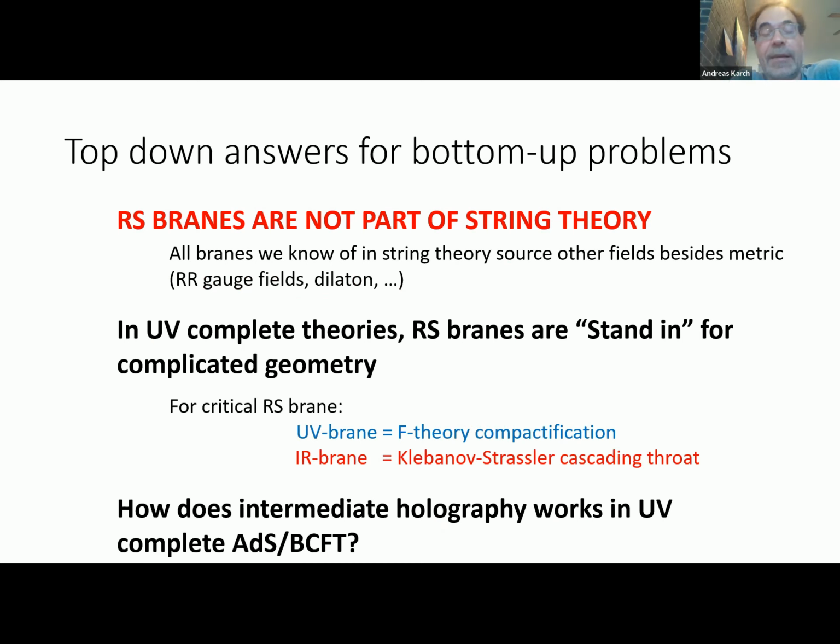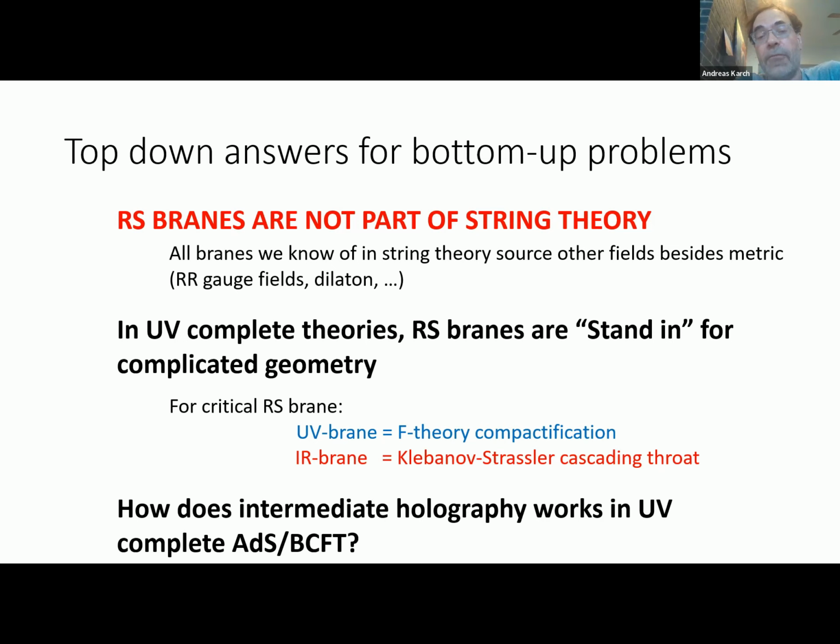So what to do, right? The random Sundrum branes, as I introduced them so far, aren't part of string theory. So maybe none of this makes sense, right? All the branes we know of in string theory are different from these RS branes, even in the low energy limit, in that they source other fields besides just the metric. Usually, the supersymmetric D-branes source Ramond-Ramond gauge fields. Even the non-supersymmetric D-branes source the dilaton one way or another. You always end up with a situation where the metric isn't AdS5 away from the brane, where the brane actually distorts the spacetime everywhere. And therefore, these Randall-Sundrum toy models may just not be accurate.